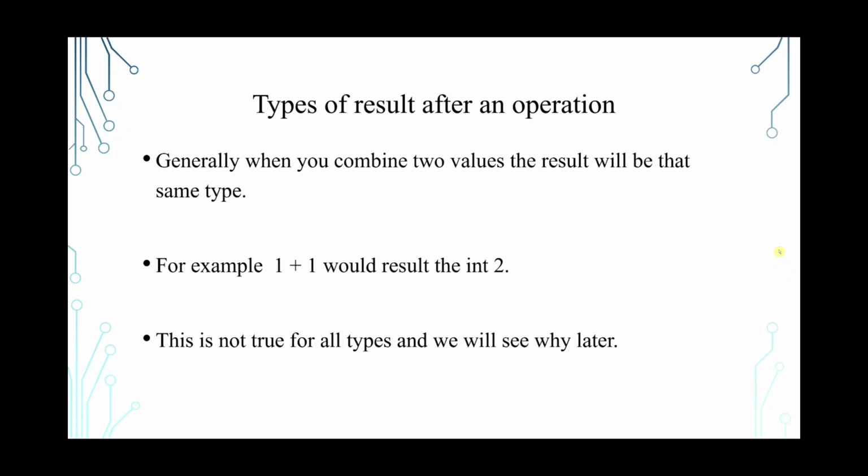So here is the first example. So let me just say first that generally when you combine two values, the result will be that of the same type. So if you have two of the same type, integer plus integer, like this, 1 plus 1, that results in 2. If we have 2 plus 2, then that results in 4. Or 2 plus 2.5, that results in 4.5, and so on. So this is straightforward. We don't need conversion.